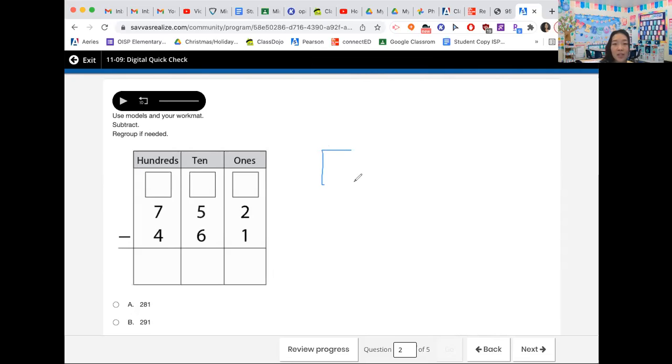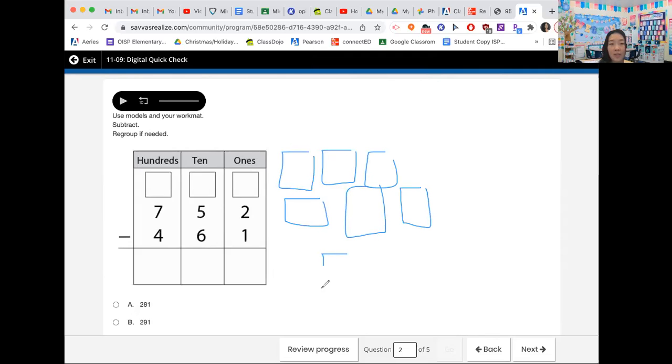Ready? So we got 700. One, two, three, four, five, six, 7. And then we have 5 10s. And then we have 2 1s. Okay. Step 1 is subtract the 1s. What is 2 minus 1? 1.